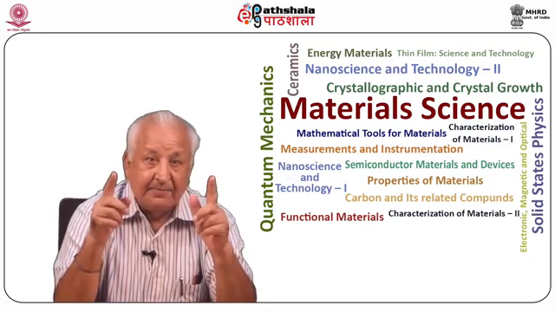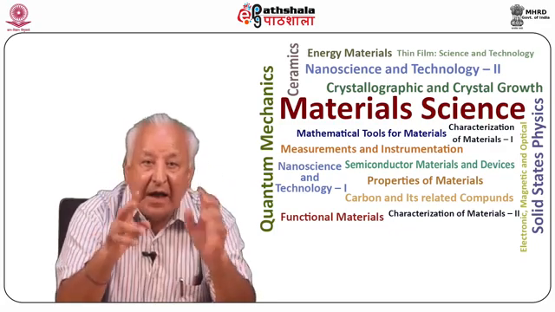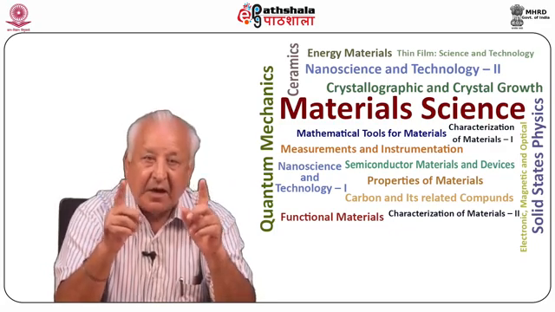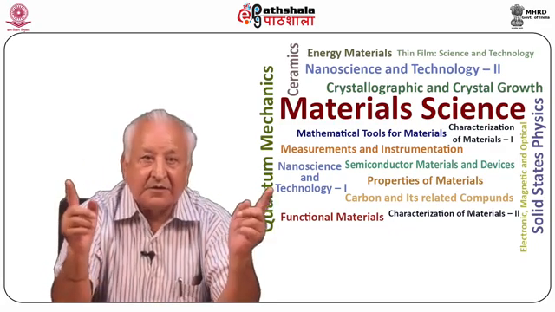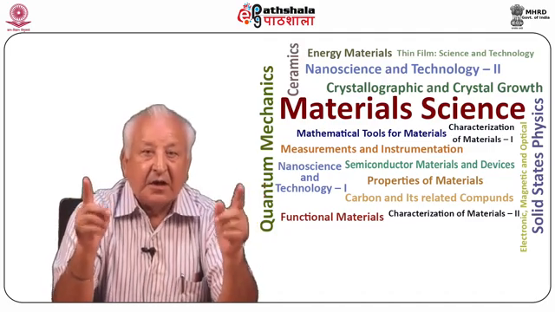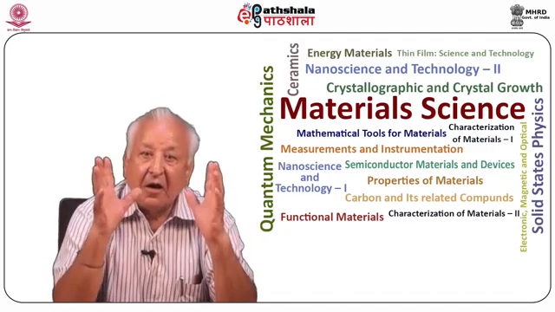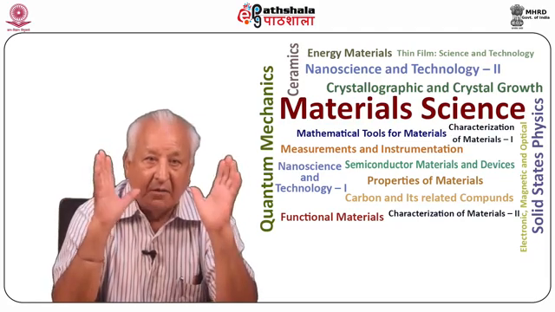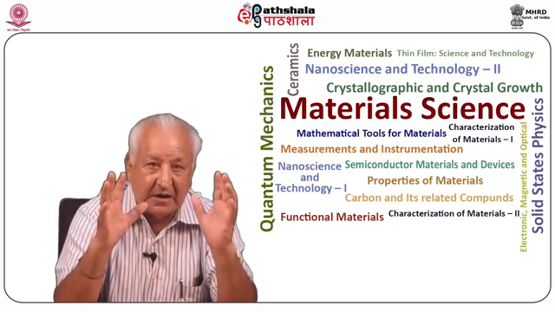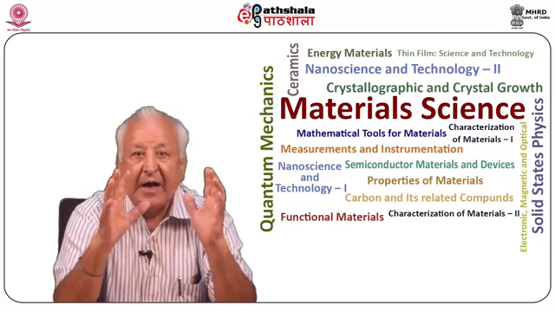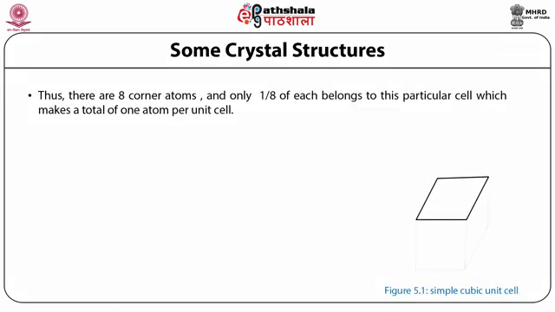In this cell, there are 8 atoms at the 8 corners of the cell. Each of these atoms is shared equally by 8 unit cells, which adjoin at each corner. Thus, there are 8 corner atoms, and only 1 by 8 of each belongs to this particular cell, which makes a total of 1 atom per unit cell.